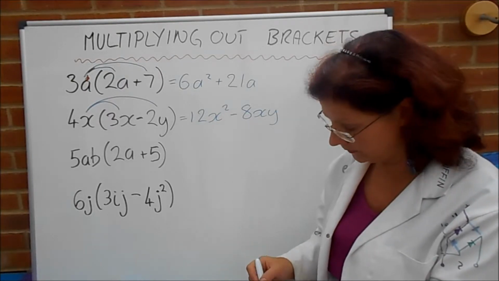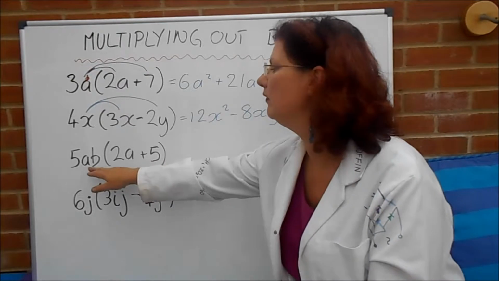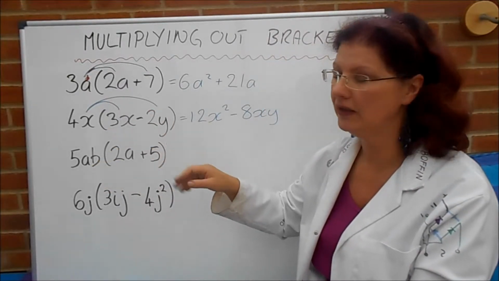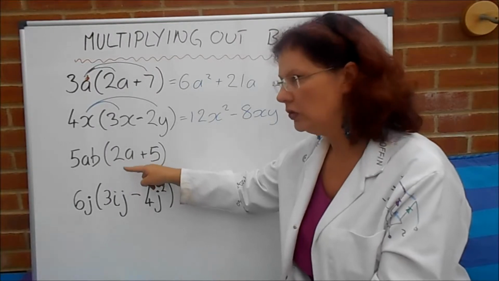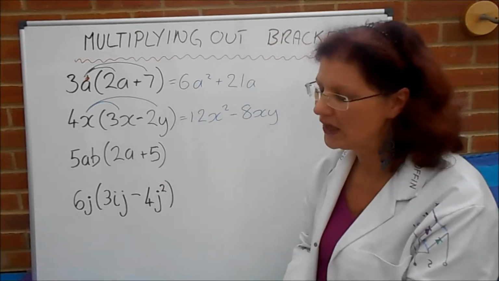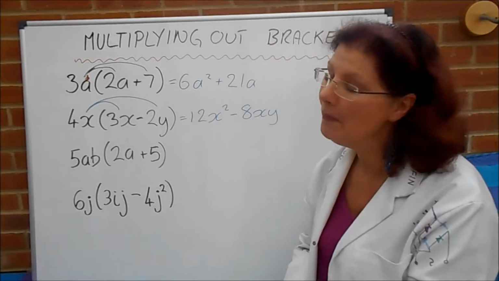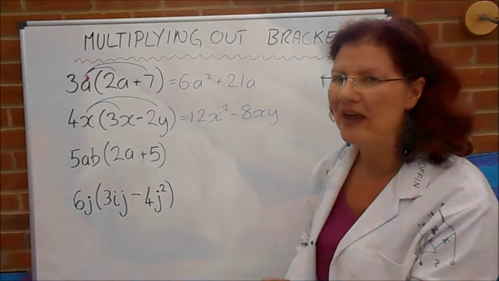Now on the next one, we've got quite a few bits and bobs going on. We've got an ab on the outside. So we've got a 5 times a times b times 2 times a. That's quite a lot in there. So you can do that one. Pause the video, have a go at that one.